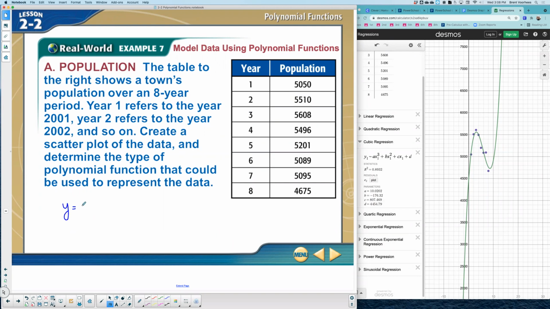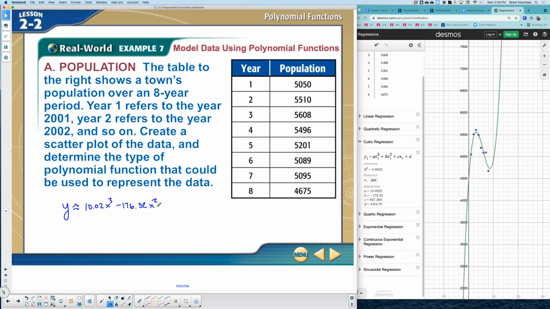So I'll just say approximately, I'm going to round to 2 decimal places throughout here. Since I'm rounding, I'm going to do a squiggly equal sign. So 10.02 x cubed. The B is minus 176.32. And that would be x squared, and I know that because the B comes in front of the x squared.